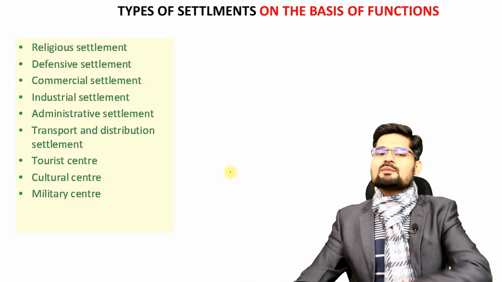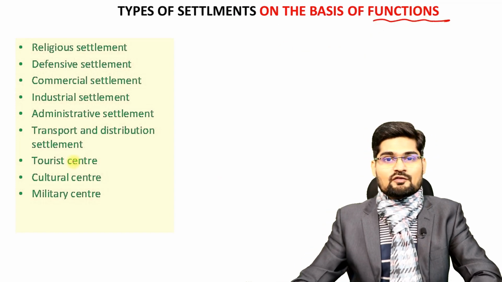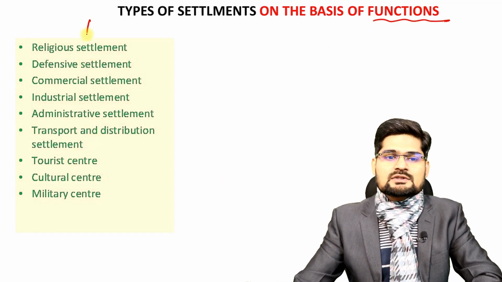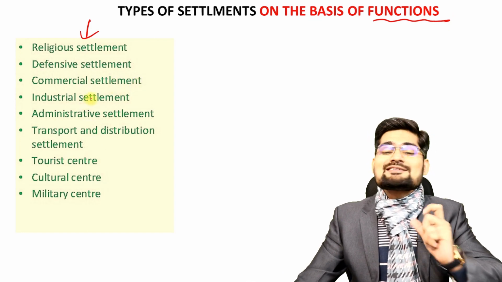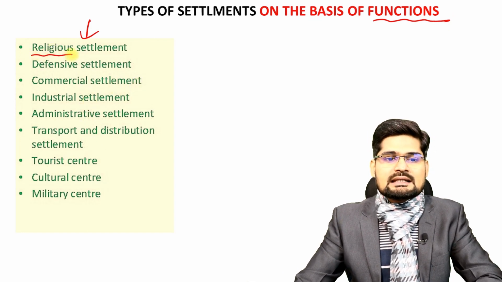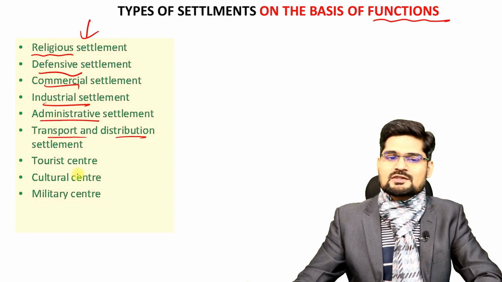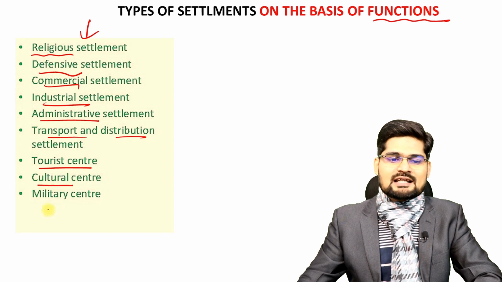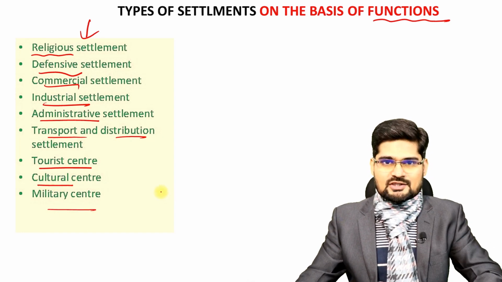Then further, if you observe types of settlements on the basis of their functions, very important, because many towns or cities, or for that matter particular settlements, are specialized in particular functions. For example, religious, defensive, commercial, industrial, administrative, transport and distribution, tourist, cultural and military centers, right? So these are specialized in their functions, right?